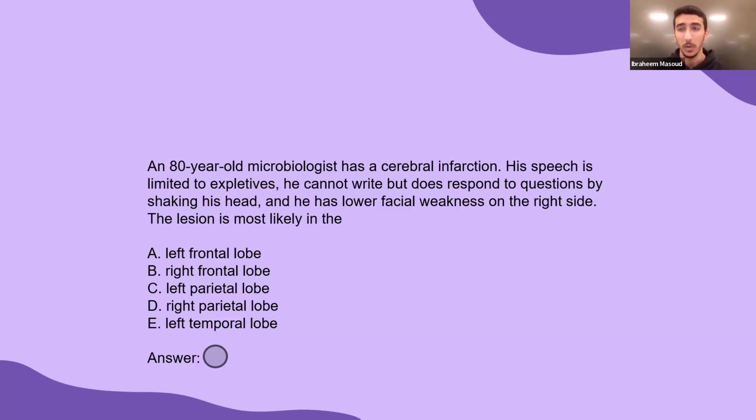Why? Which area is this? We're thinking Wernicke's or Broca's. Okay, Broca's area. You're right, but it's left, because he has lower facial weakness on the right side. Your right is the frontal, but it's just left and right. It is a double question. The first thing, Broca.